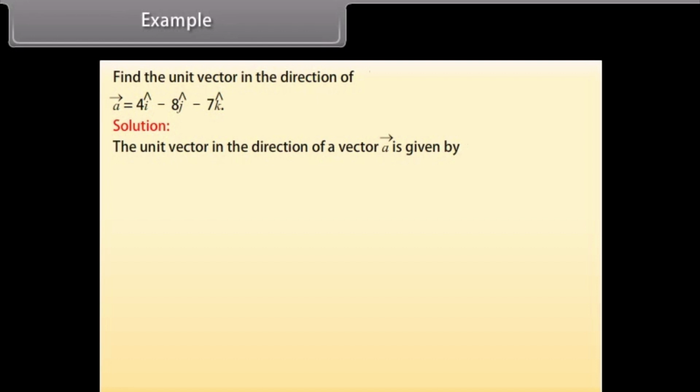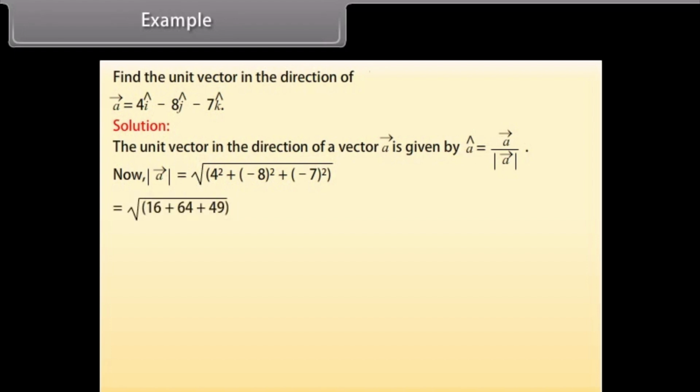Example. Find the unit vector in the direction of vector A equals 4 cap I minus 8 cap j minus 7 cap k. Solution. The unit vector in the direction of vector A is given by cap A equals vector A upon mod of vector A. Now, mod of vector A equals square root of 4 square plus minus 8 square plus minus 7 square equals square root of 16 plus 64 plus 49 equals square root of 129 equals 11.35.